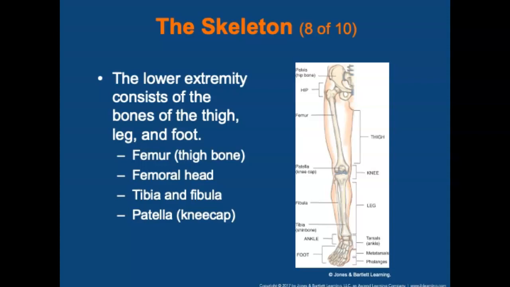And then we move down into the lower extremity. It consists of bones of the thigh, leg, and foot. The femur, which is the thigh bone, is the long, powerful bone that connects into the ball and socket joint of the pelvis and into the hinge joint of the knee.